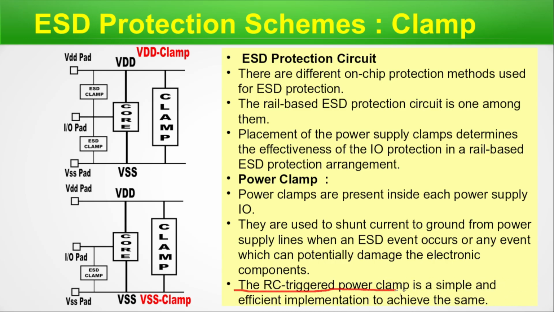The RC triggered power clamp is a simple and efficient implementation. We also have RC implemented power clamps. So these are the power clamps we have talked about. There are two types of schemes, VDD clamp and the VSS clamp. We have shown both schematics here. So far we have discussed so many things on ESD in this episode. So we are done here with this particular slide. Let's move on to the next slide.